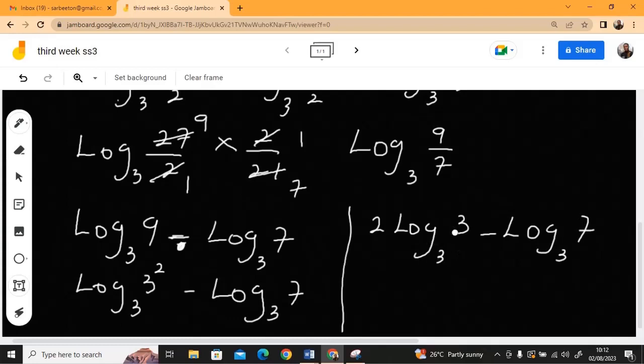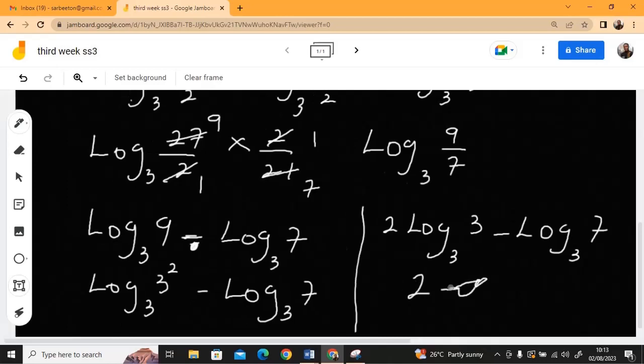I told you that log of a number in the same base is equal to 1. That is 2 times 1, which is 2. This will be 2 minus, so what is this? That will be 2 minus log 3, 7. So this is your final answer. So that is that for this one.